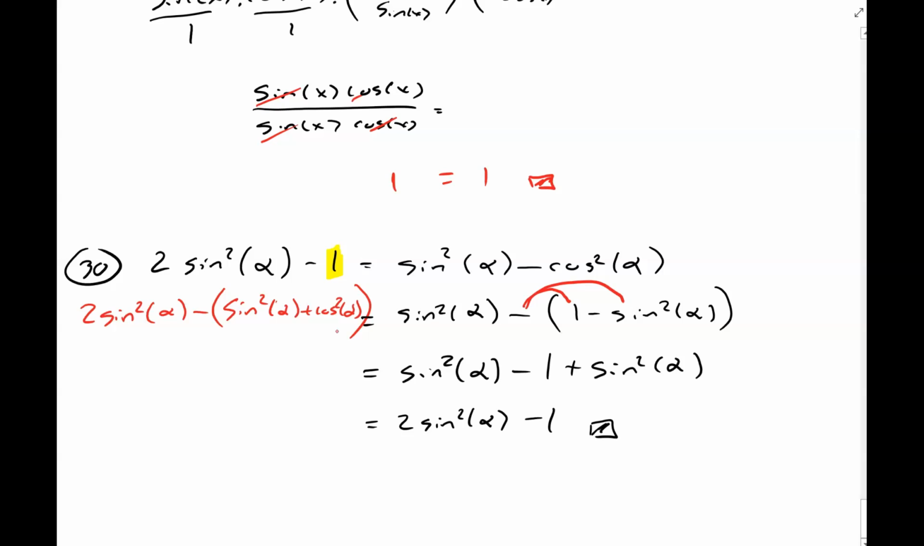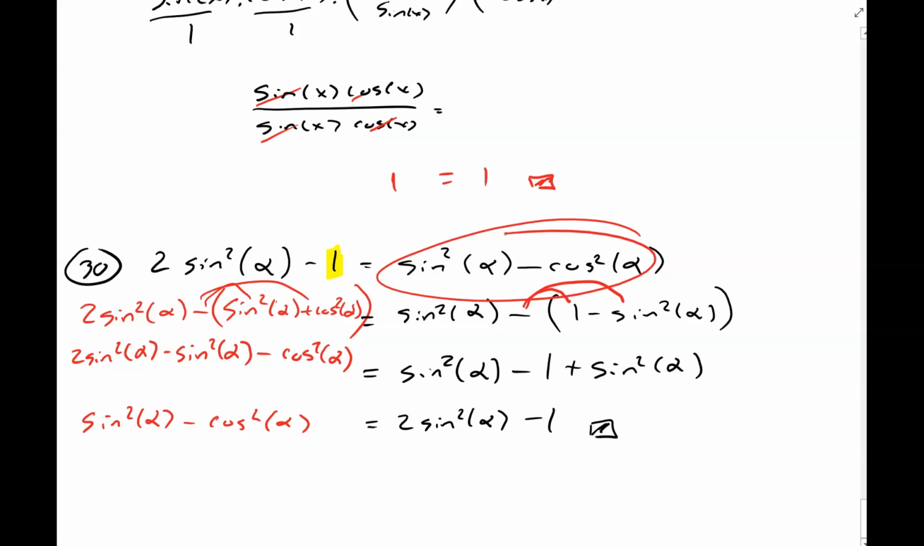If I do the left-hand side first, here's the trick. I'm substituting for 1. That's the one that I'm changing with an identity. I'm changing 1 into sine squared plus cosine squared. And then I'll distribute my negative. And 2 sine squared alpha minus sine squared alpha is just sine squared alpha, which is what we're supposed to get.